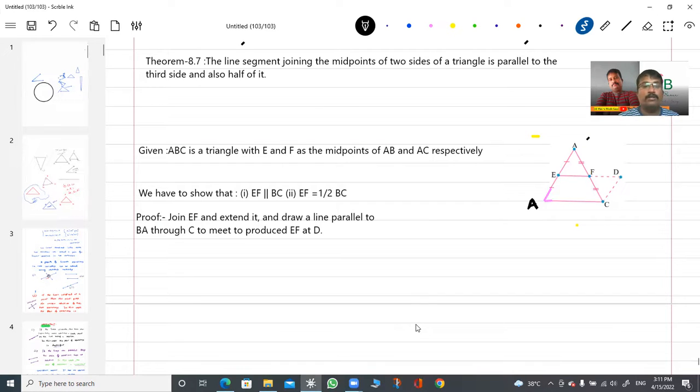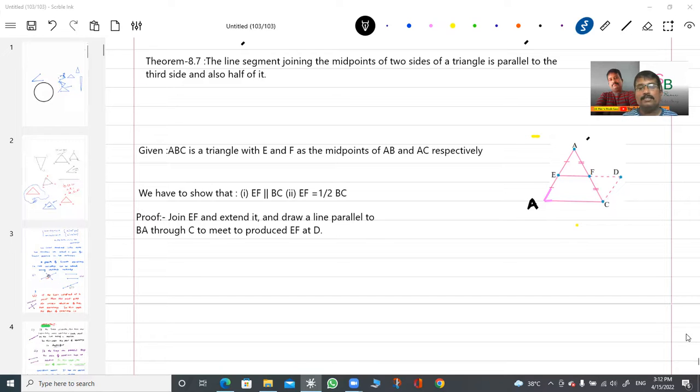The line segment joining the midpoints of two sides of a triangle is parallel to the third side and also half of it. So this is the theorem.